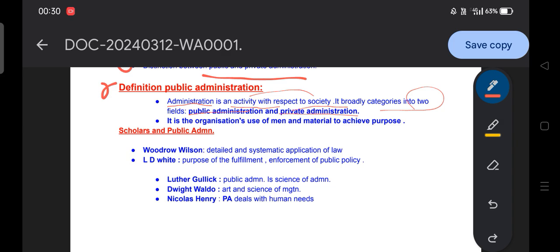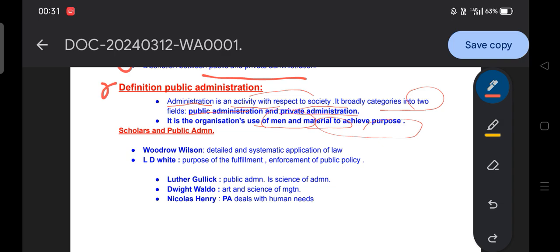What is public administration? Public is related to the government, the activity of law and order mentioned in our constitution. But in private administration, like working in a family, that does not come under rules and regulations, for example the constitution. It is the organization's use of man and material to achieve a purpose. So in every kind of organization, either public or private, there is man and also material or resource which aim at achieving some purpose.